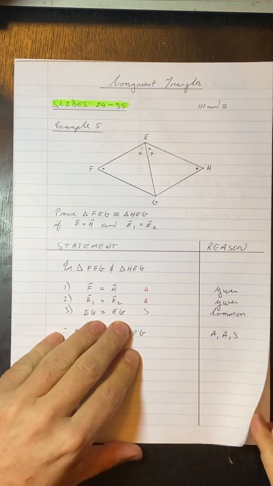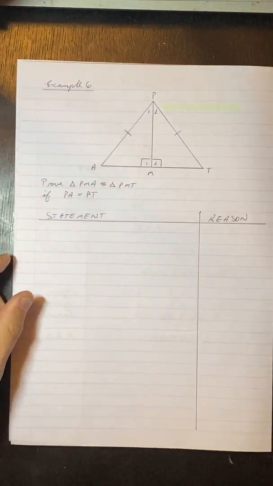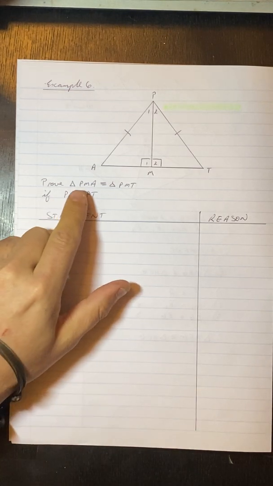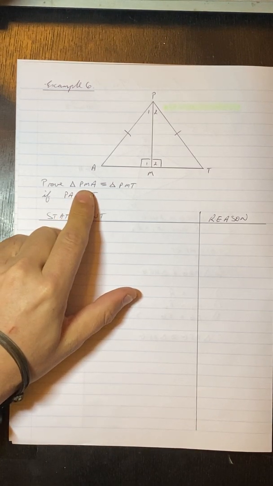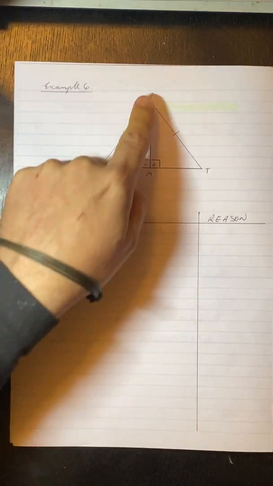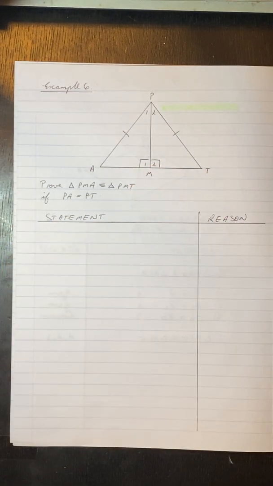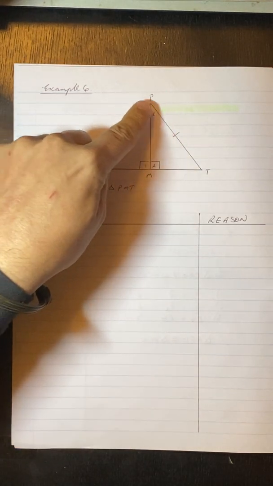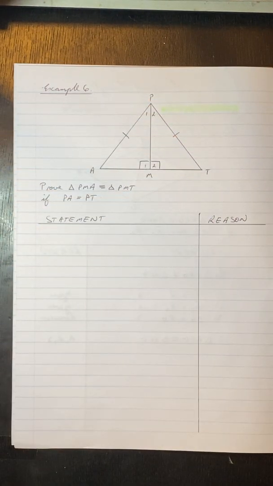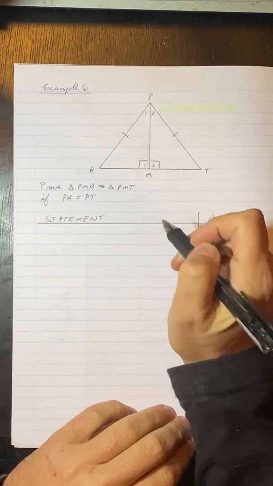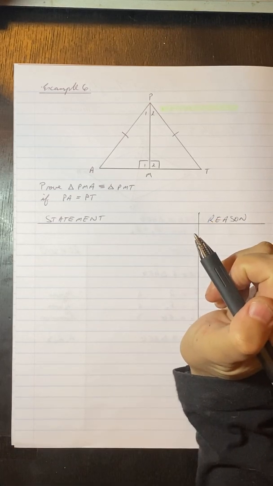All right, going on to example 6. So example 6 is saying to us, we have to prove that triangle PMA is congruent to triangle PMT, where they've given us that PA, the side PA, is equal to that side PT. They've also given us here that this angle M1 is 90 and this angle M2 is 90.